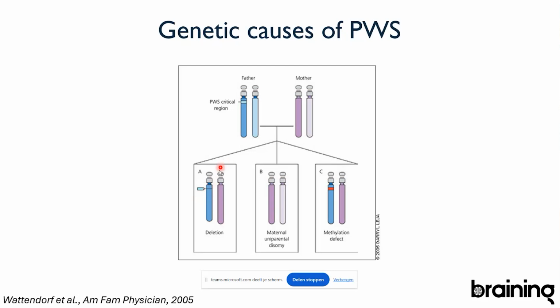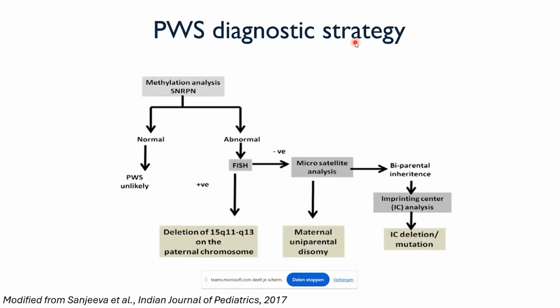So the mother's side is silenced, and the deletion is at the father's side. So basically, if in any way you lose or you do not express those genes on the paternal chromosome, you develop Prader-Willi syndrome. Okay, and here I bring you a scheme of the diagnostic strategy for Prader-Willi syndrome.